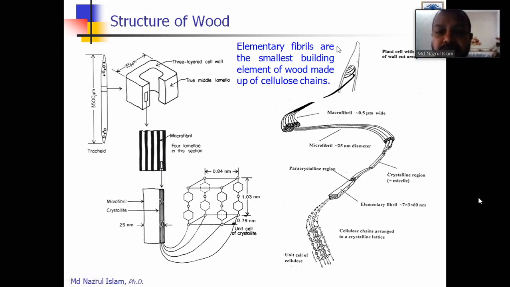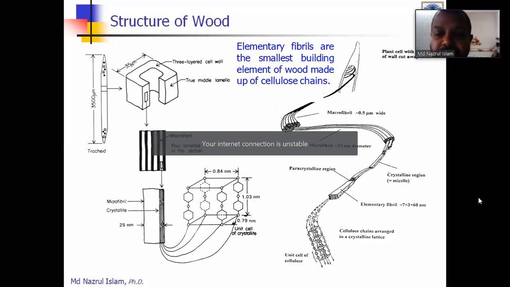Now you can say elementary fibrils are the smallest unit. In the last class, you mentioned that microfibril is the smallest unit. You have to mention the elementary fibril. So elementary fibril makes the microfibril. In another way, we can say glucose makes the cellulose, and cellulose makes the microfibril or elementary fibril. So glucose is the smallest building block, but that you cannot say. You have to say that elementary fibrils are the smallest building block of the wood, and that is made from cellulose chain.